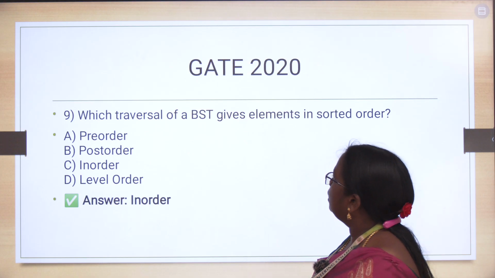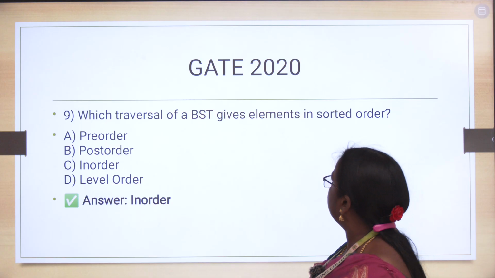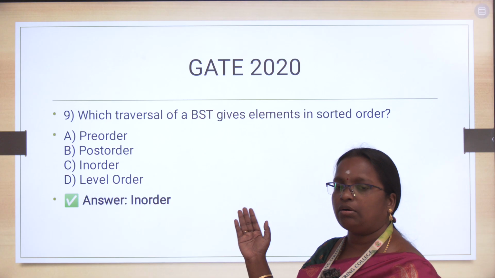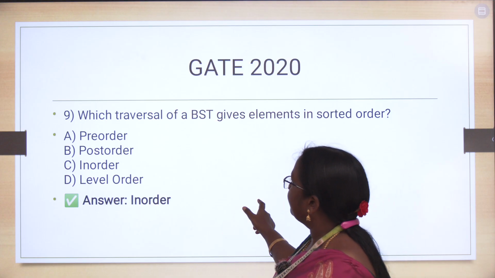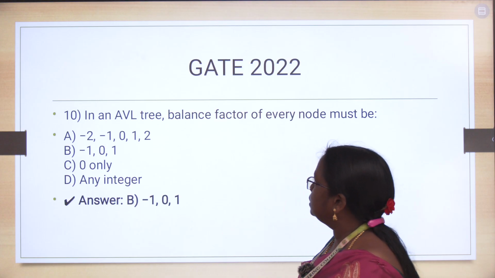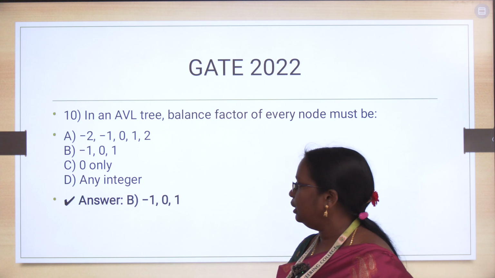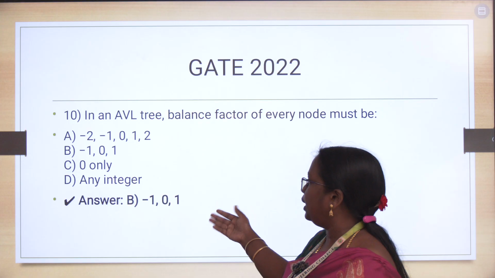Next I was given a question: which traversal of a BST gives the elements in sorted order? So for the seventh question, in-order is always the sorting order. And the last one is the AVL tree, the balanced tree. What is the formula for a balanced tree? The balance factor is negative 1, 0 and 1.